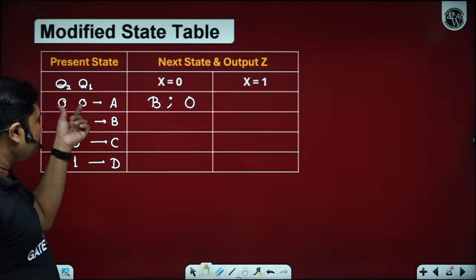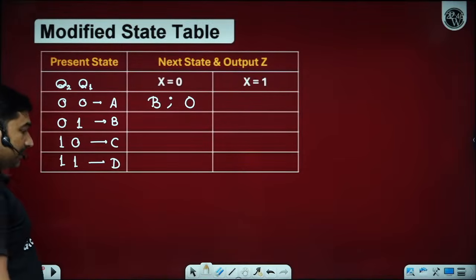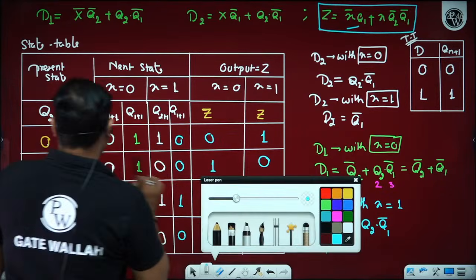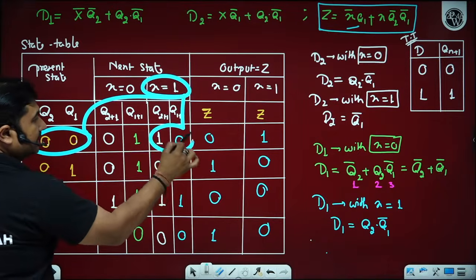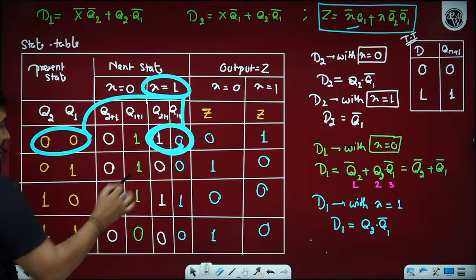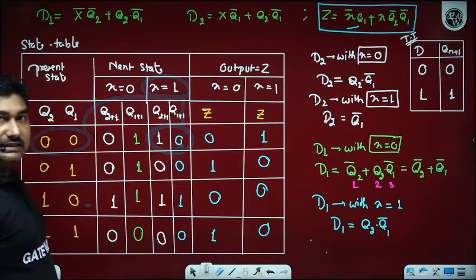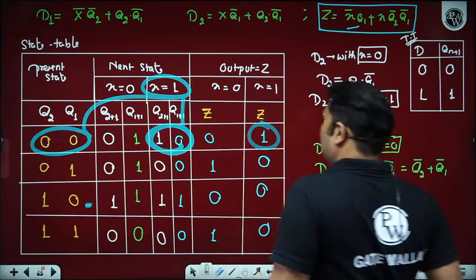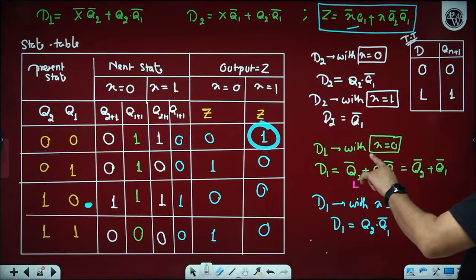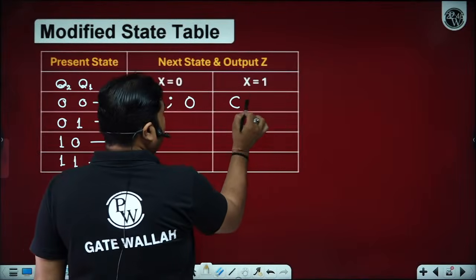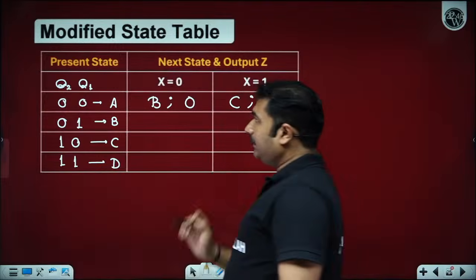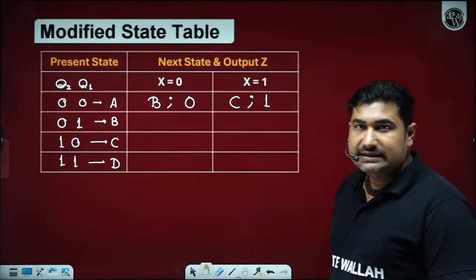Again observe. Present state 0, 0, with x is equals to 1, next state 1, 0. 1, 0 is a state C. Is it okay? Yes, sir. And output 1. So present state A with x is equals to 1, next state will become C, output 1. How many of you able to understand this modified state table?